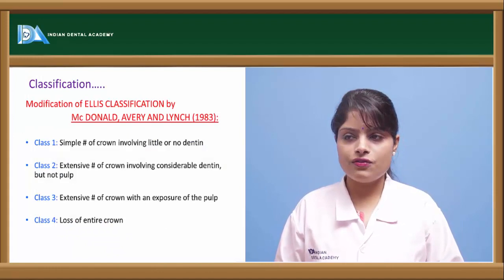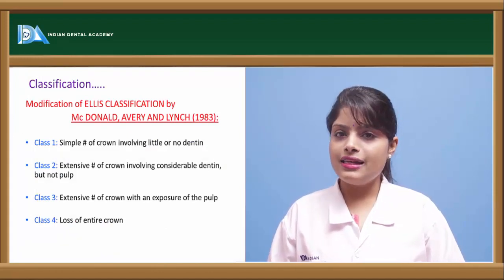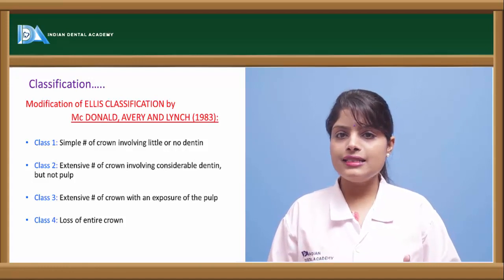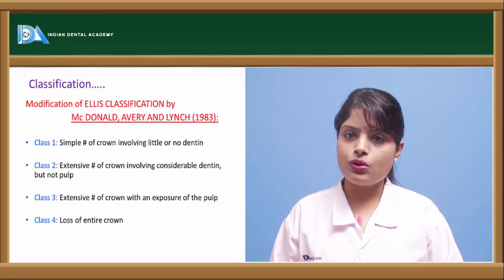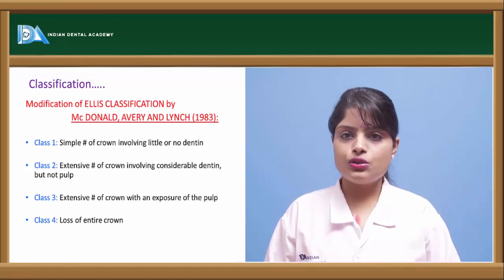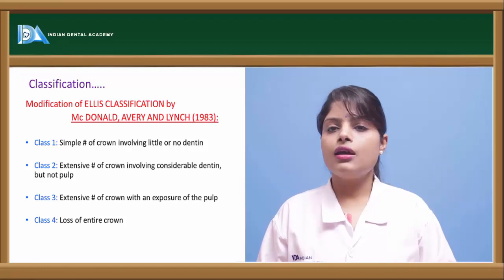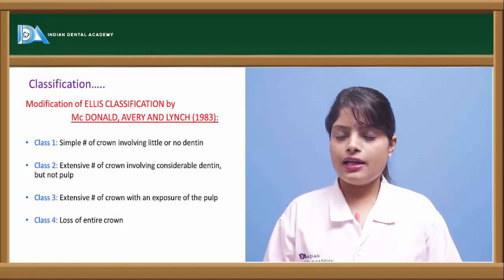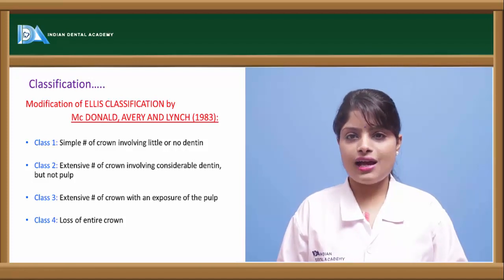There was another classification which was put forward by MacDonald, Avery and Lynch. They modified the Ellis classification into just 4 classes. Class 1 involving enamel, class 2 involving enamel and dentine, then class 3 involving enamel, dentine and exposing the dental pulp, and class 4 is the loss of entire crown.